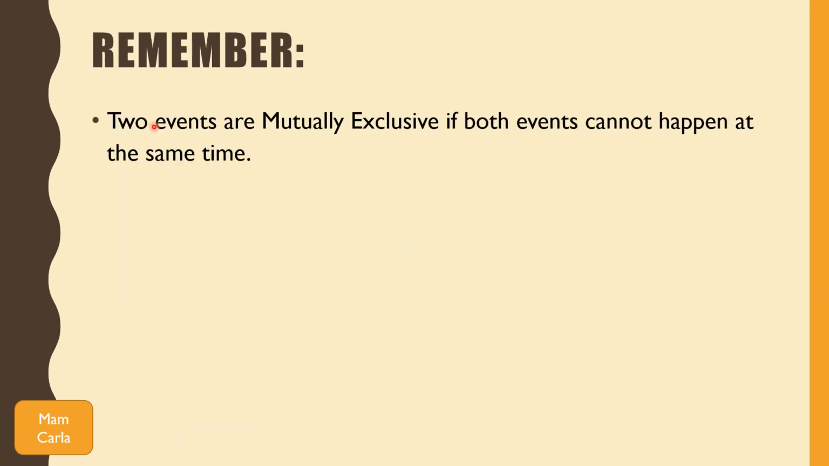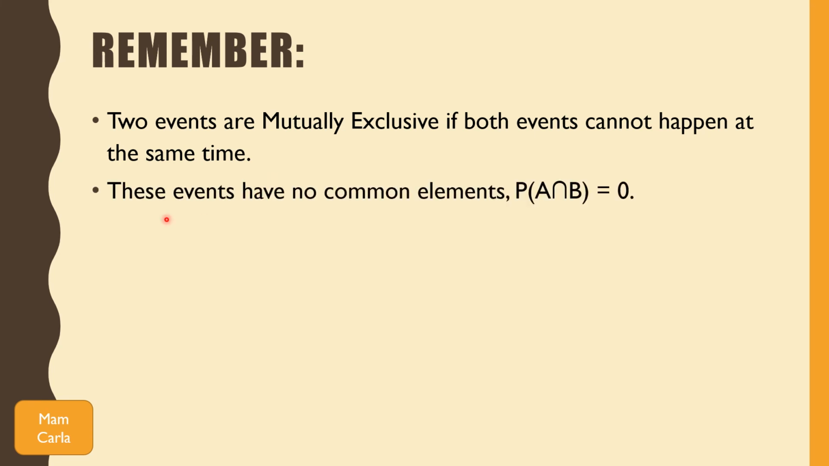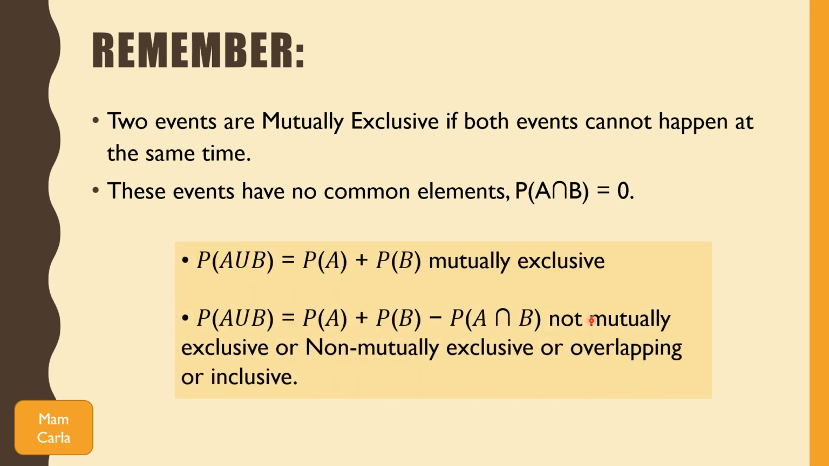We must keep in mind that two events are mutually exclusive if both events cannot happen at the same time. These events have no common elements. That is why the probability of A intersection B is always equal to 0. So for us to be able to find mutually exclusive events, we will be using the formula probability of A union with B equals probability of A plus the probability of B.